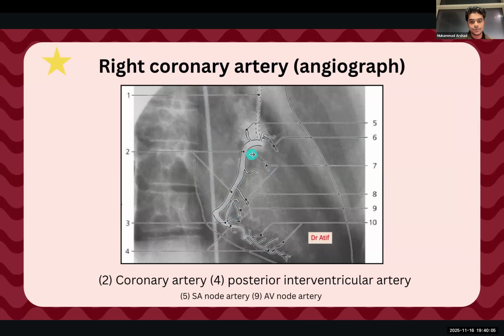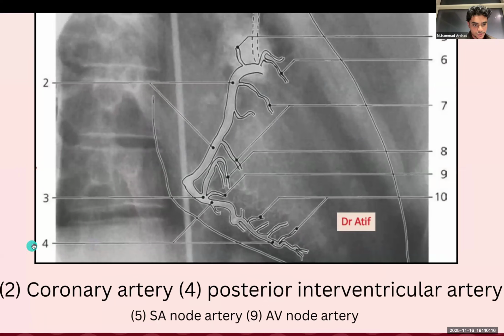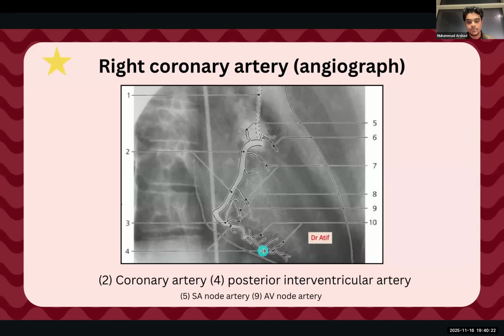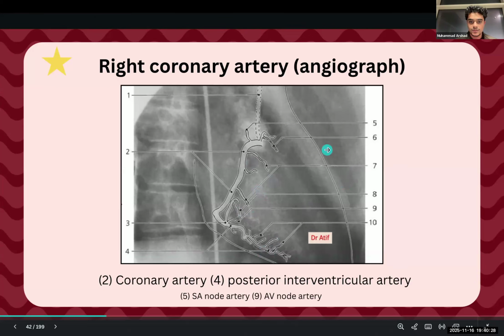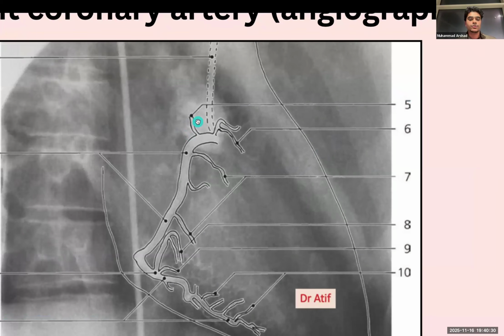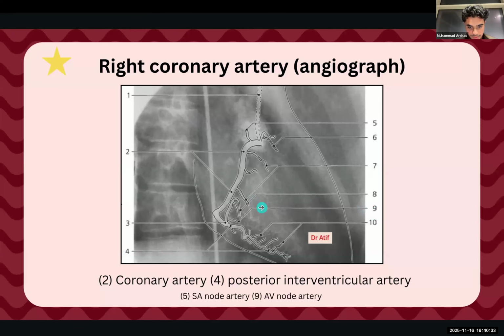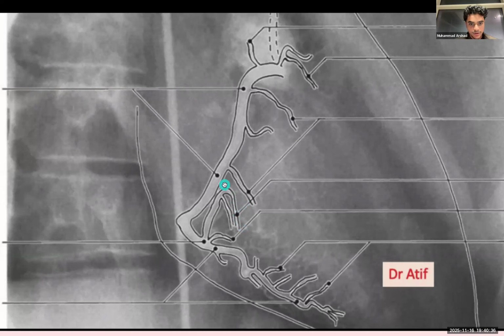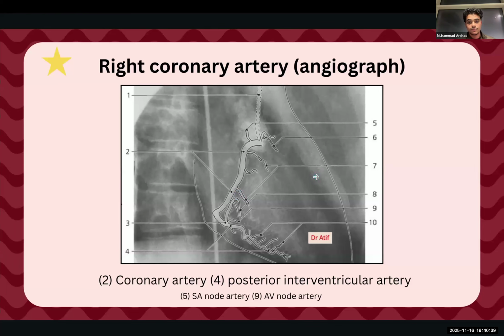And then, to be honest with you, there's only really two important things that you need to know on this angiograph. First of all, you need to know that this is the right coronary artery itself. And then you need to know that number 4, which is this over here, corresponds to the posterior interventricular artery, which is the PIA branch that we spoke about previously. And then, not as important, but it could help you if you know this. This is number 5, corresponding to the SA node branch. And number 9, which is this one, is the AV node branch. But honestly, I don't think he's going to test you guys on that. The most important thing that you need to know is that this is what the right coronary artery looks like, and this is the posterior interventricular artery.